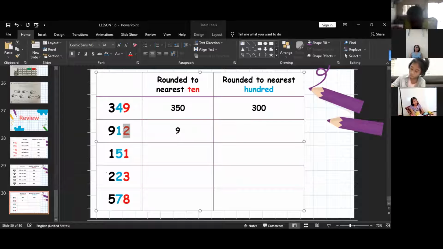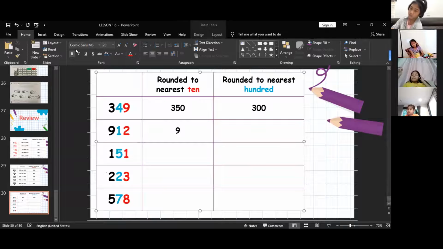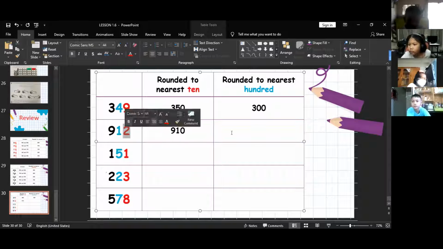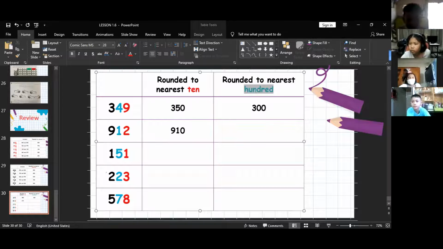You see the last number here? 900? Again? Gundam, come on. 900? 910. Okay, because you round down. How about here? Nearest 100. What is your answer, Gundam? 900. 900. Very good. Thank you, Gundam.